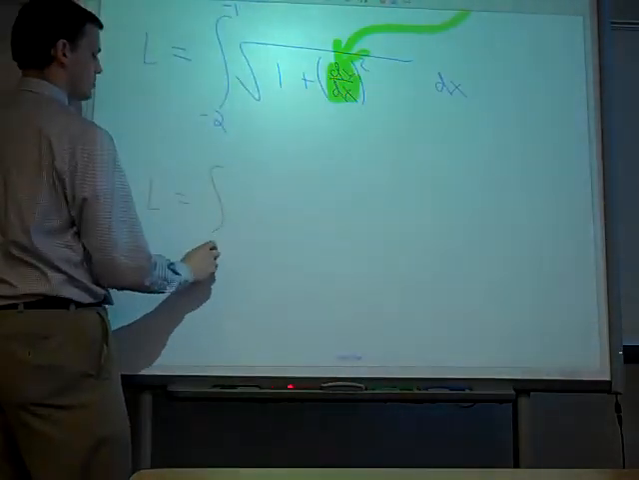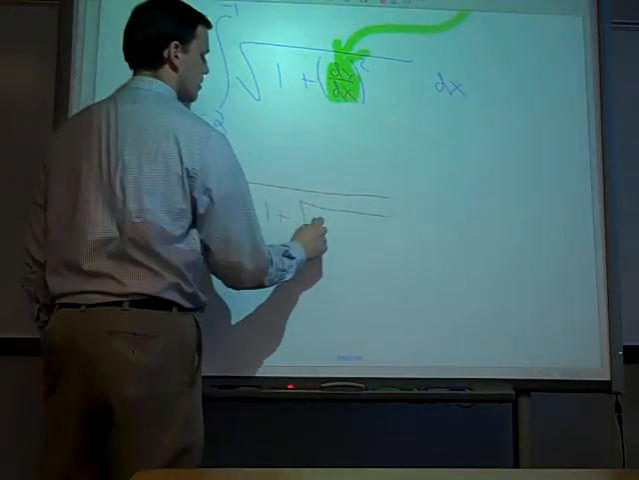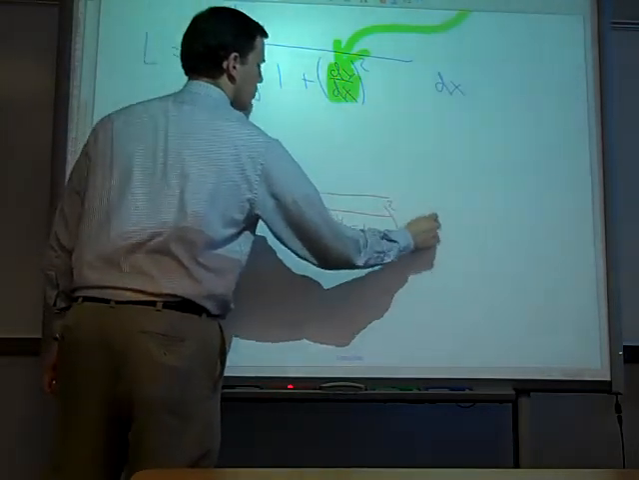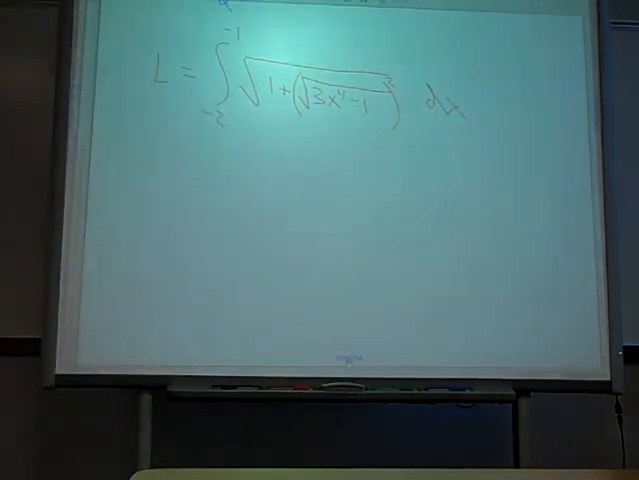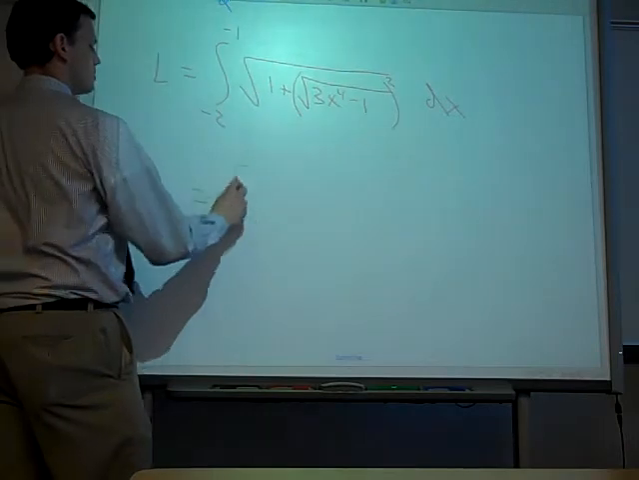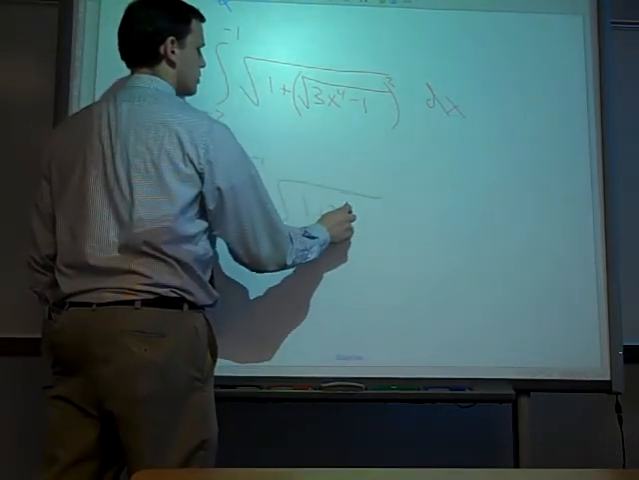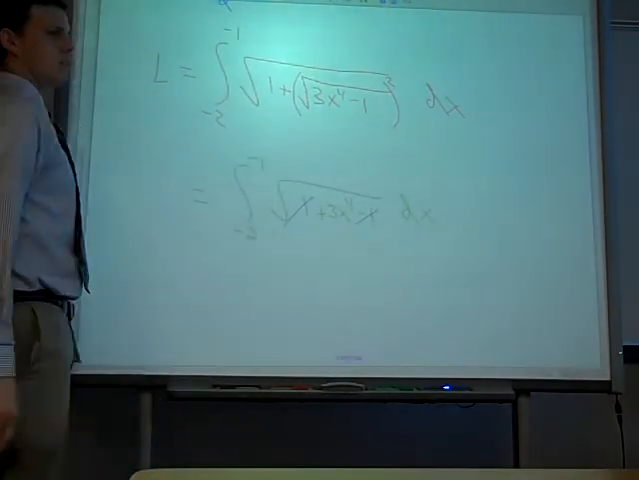So L equals the integral from -2 to -1 of the square root of 1 plus the square root of 3x to the 4th minus 1, quantity squared, dx. It's very convenient that they gave us a function whose derivative has a square root, because then when you square the square root, it cancels out. So we have -2 to -1, square root of 1 plus 3x to the 4th minus 1. And the 1's cancel out.